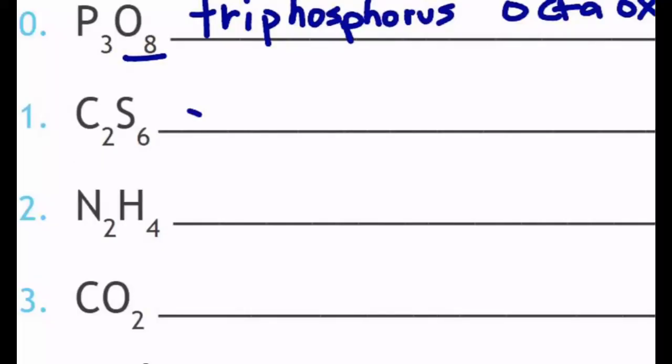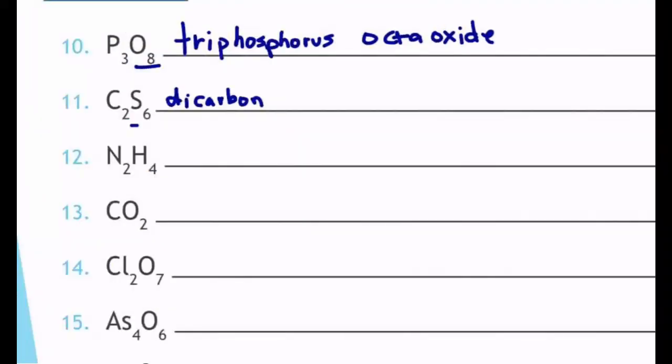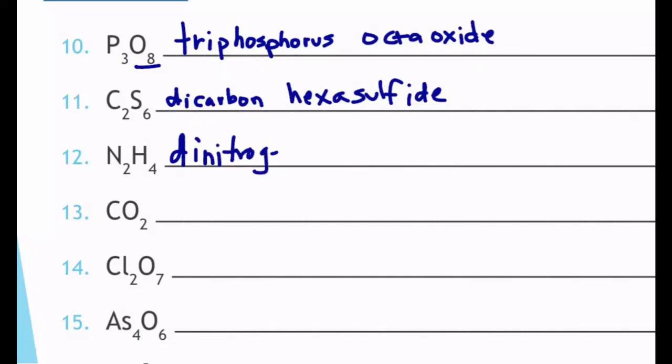Then this next one I have 2 carbons, so that becomes dicarbon. And then I have 6 sulfurs, so 6 is hexa. And sulfur changes into sulfide. Next I have 2 nitrogens, so that's going to be dinitrogen. And then I have 4 hydrogens. 4 is tetra. Hydrogen changes into hydride.